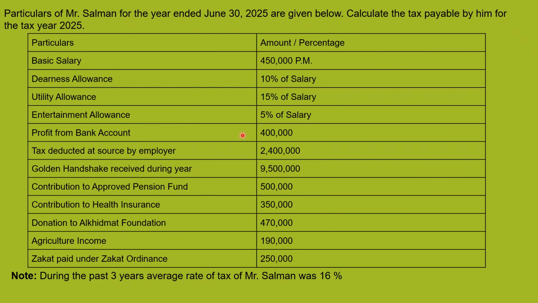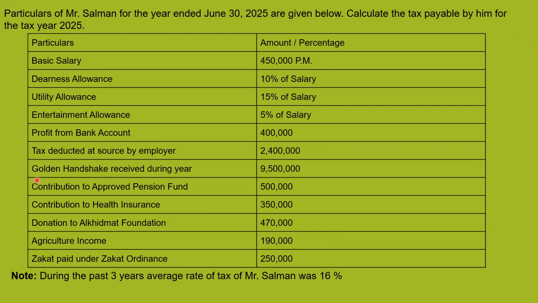Profit from bank 4 lakh. Tax deducted at source by employer 2,400,000. So 24 lakh rupees of tax has already been deducted by the company at source from the salary during the whole year. Golden handshake received during the year 95 lakh rupees.